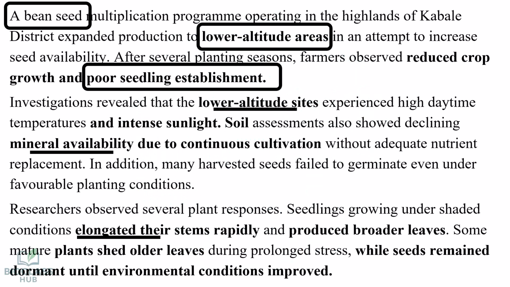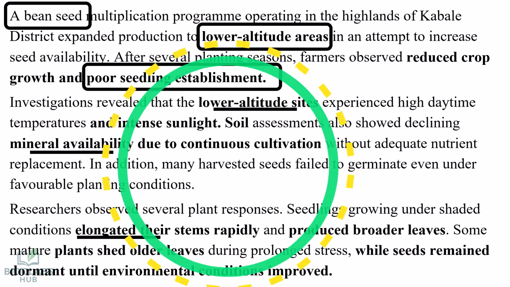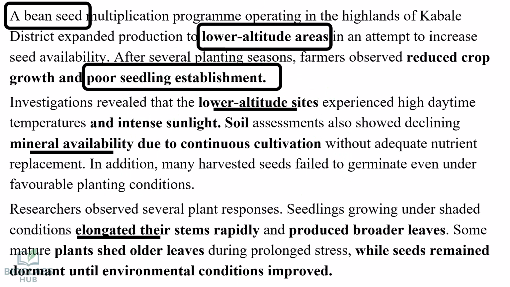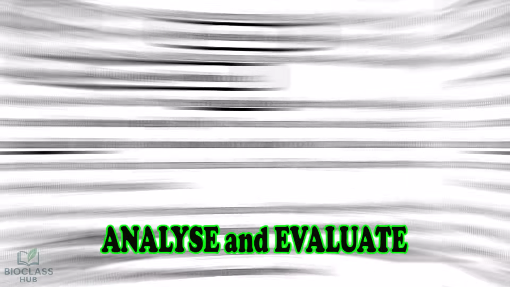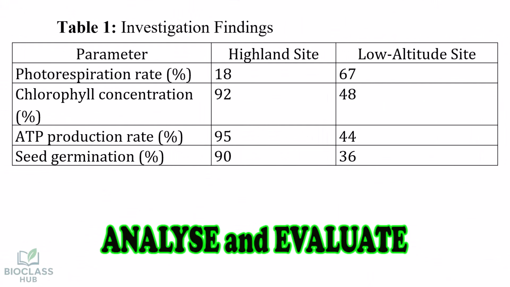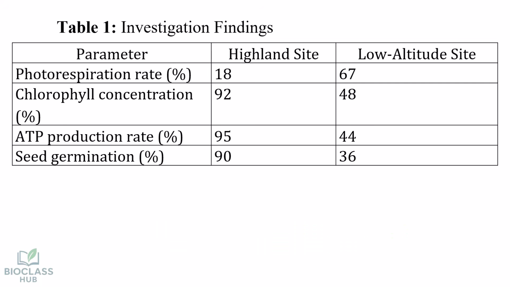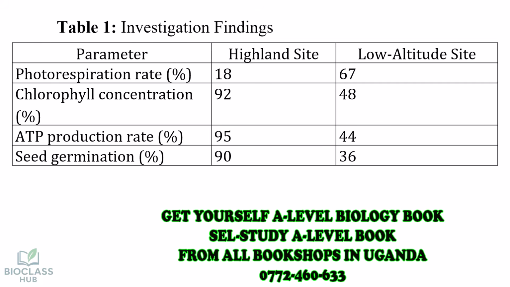Researchers observed several plant responses. Seedlings growing under shaded conditions elongated their stems rapidly and produced broader leaves. Some mature plants shed older leaves during prolonged stress, while seeds remained dormant until environmental conditions improved. This means we are going to analyze and evaluate. Let us analyze the table of the findings: increased photorespiration, reduced chlorophyll and ATP production, and seed germination.